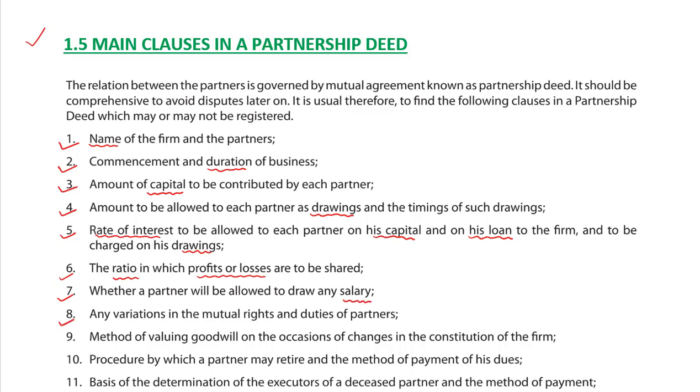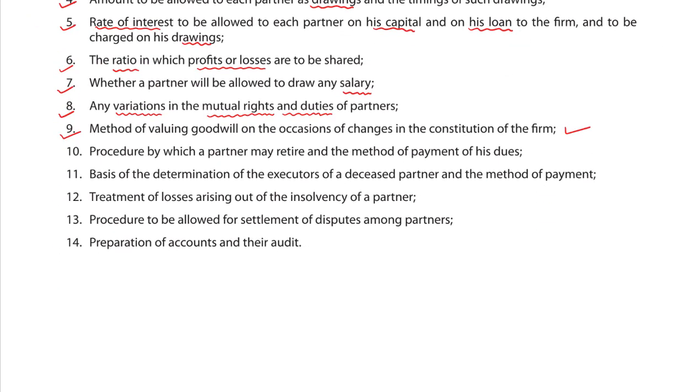Any variation in the mutual rights and duties of the partners, methods of valuing goodwill on the occasion of changes in the constitution of the firm, procedure by which a partner may retire, and the method of payment of his dues, procedure of retirement of a partner, basis of the determination of executors of the deceased partner, the partner who has died, and the methods of payment for the same, treatment of losses arising out of insolvency of partners, procedure to be followed for settlement of dispute among partners, preparation of accounts and their audit.